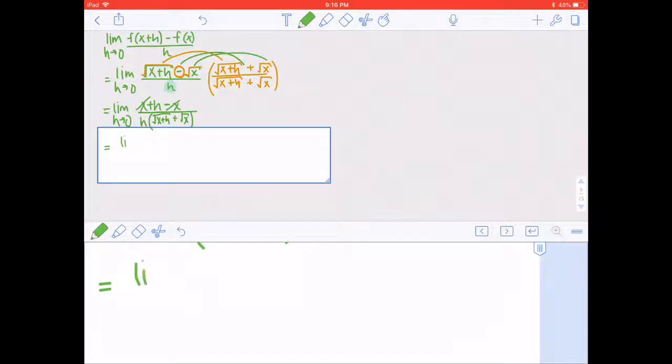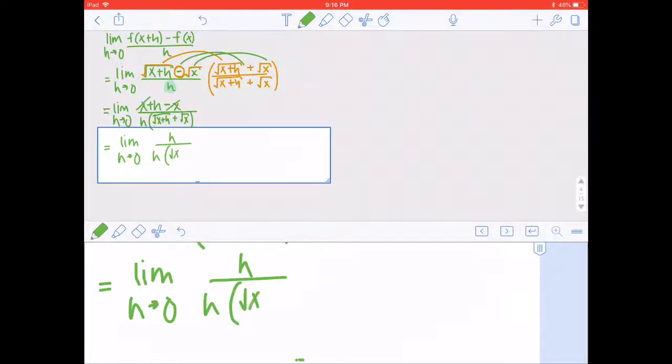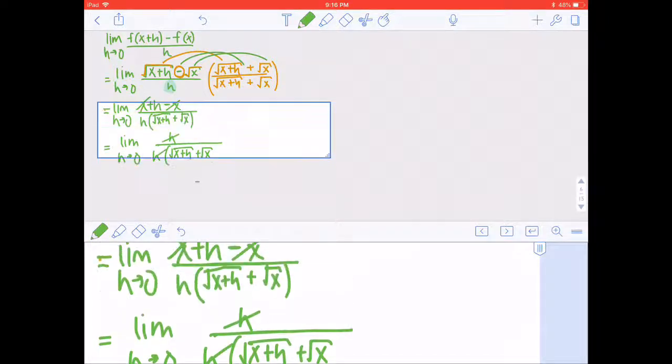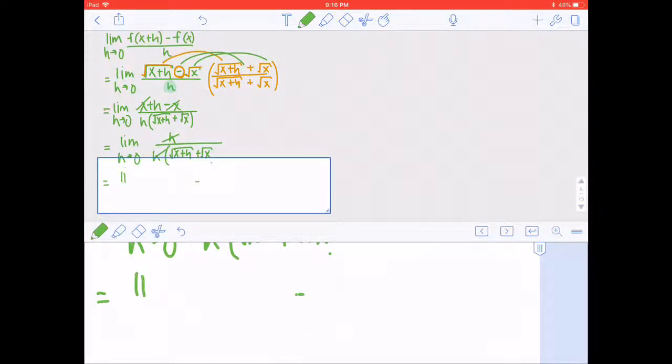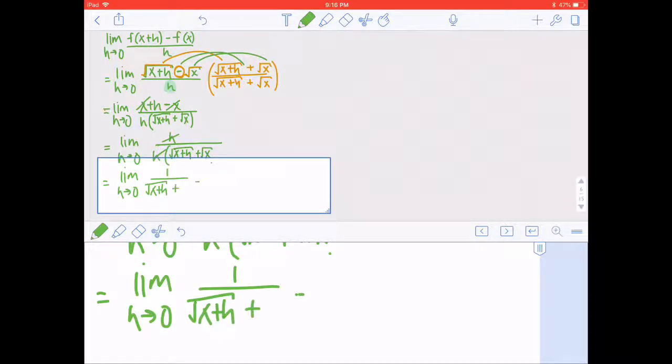And so I'm left with the limit as h goes to 0 of h all over h times root x plus h plus root x. This is all in the denominator. Those h's are going to cancel out. And so I get the limit as h goes to 0 of 1 over root x plus h plus root x.